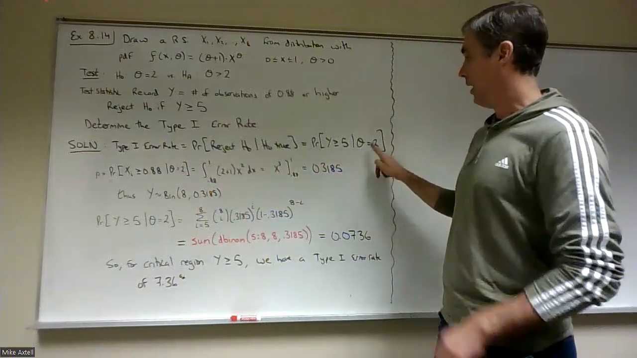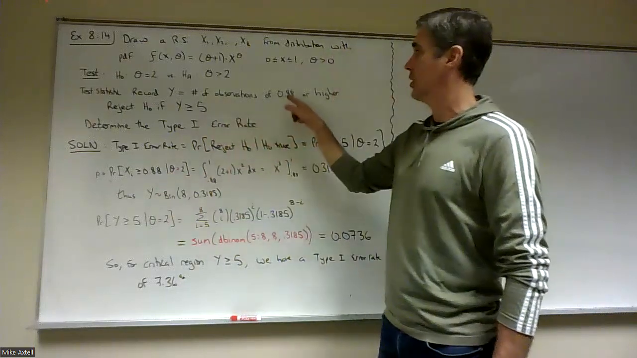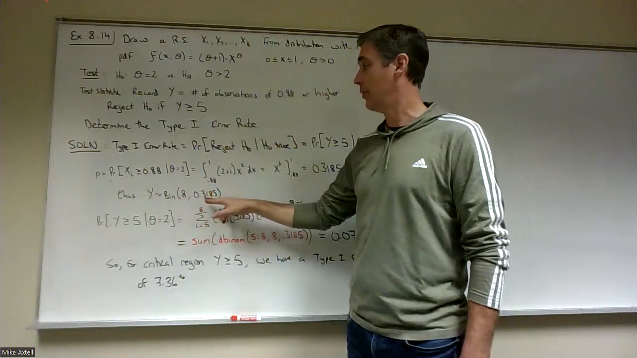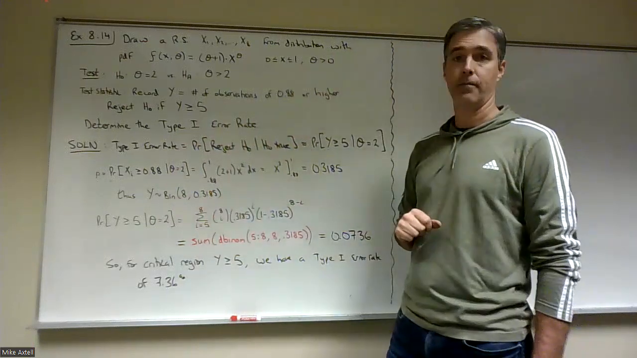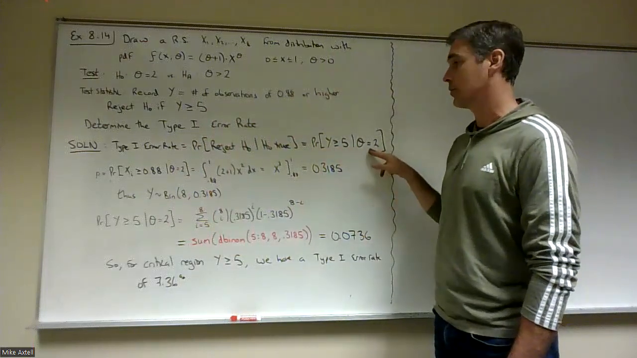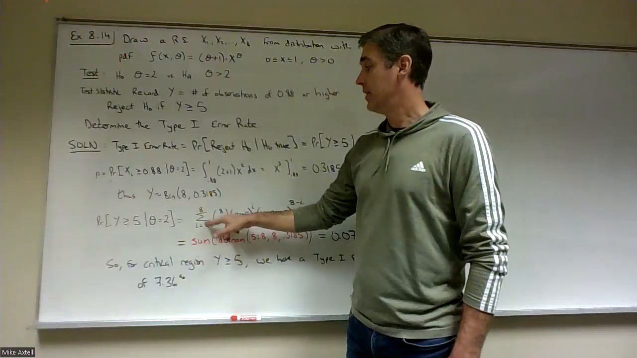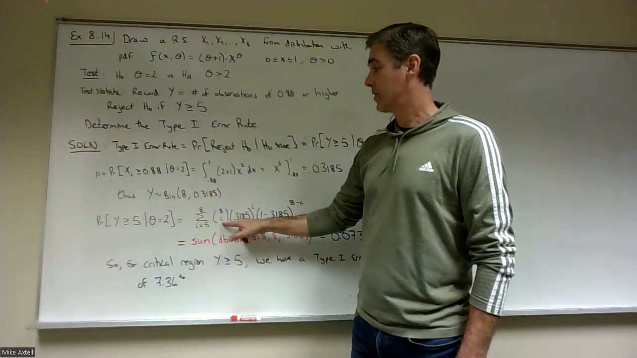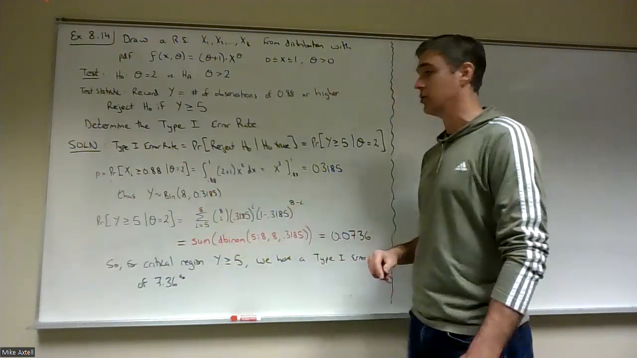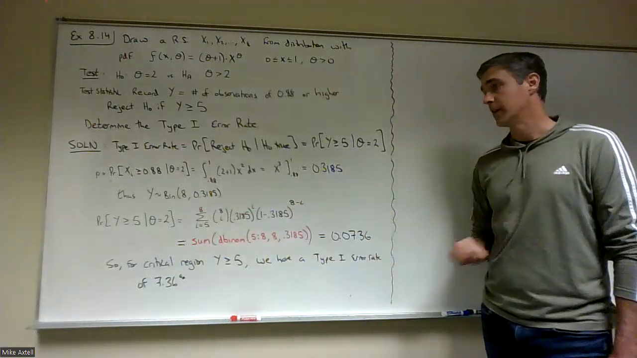So that tells me that under the null hypothesis, theta being 2, Y, the number of observations 0.88 or higher, follows a binomial distribution: 8 trials, probability of success 0.3185. So if I want the probability that Y is greater than or equal to 5 under theta equals 2, I just have to add up from 5 to 8, having 5 successes, 6 successes, 7 successes, or 8 successes under that binomial distribution, which I can hand off to R, and that gives me 0.0736.